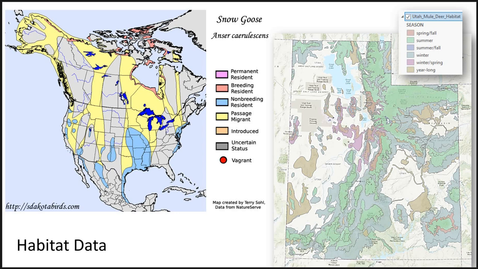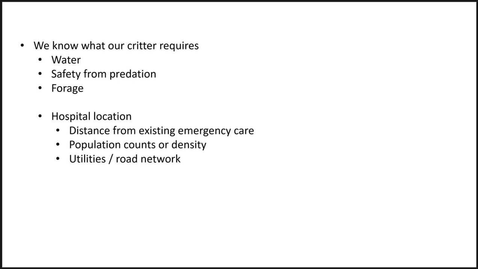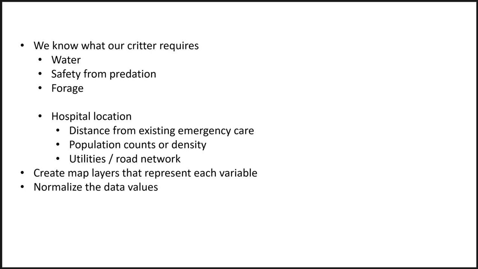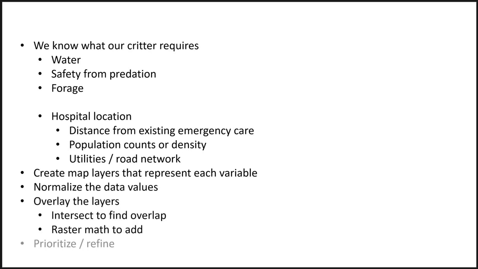There are two general methods for constructing habitat or home range maps. The first method builds from knowing what the critter needs to survive. These are environmental preferences or landscape characteristics. If we're trying to identify communities that are underserved by access to emergency care, we might look at criteria like distance from existing hospitals, population distributions, and road networks. Each input criteria is a map layer that represents suitability. The layers are overlaid and combined to identify areas that meet the suitability standards.